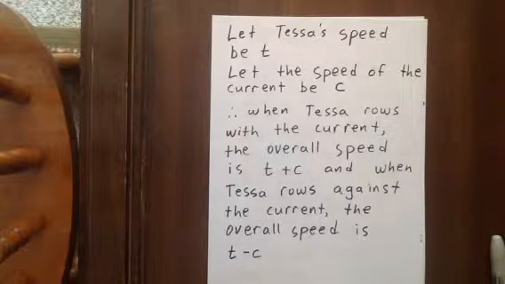Now, when Tessa rows with the current, the overall speed is T plus C because her effort and the current's effort are helping each other to move her along quickly. But when Tessa rows against the current, her overall speed is T minus C because she's making efforts, but the current is taking away from that. So her overall speed would be T minus C.